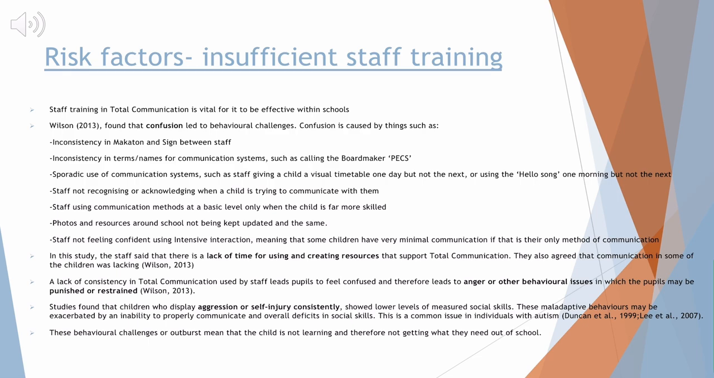Studies found that confusion leads to anger or other behavioral issues, which may lead to the child being punished or restrained. Other studies found that children who display self-injury consistently showed lower levels of measured social skills. These behavioral challenges and outbursts mean that the child is not learning and therefore not getting what they need out of school.